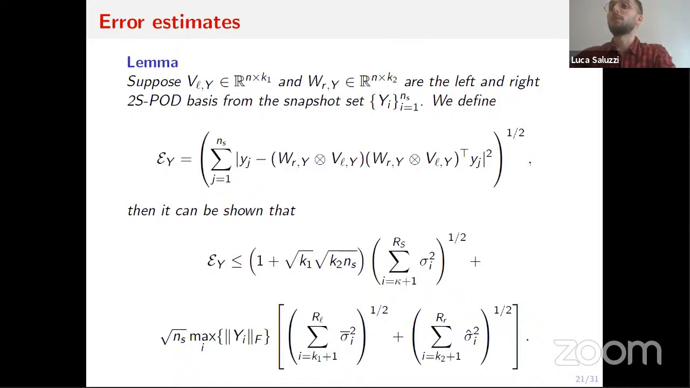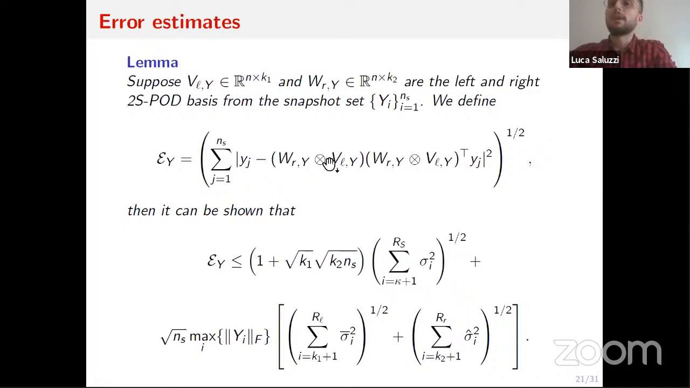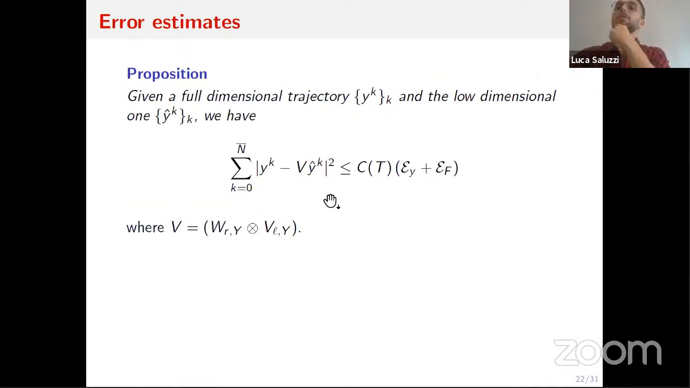Given this, we now want to provide some error estimates on the value function. First of all, we consider the full dimensional trajectory y and the low dimensional trajectory y hat. Again vectorized, so we are considering VU as the Kronecker product. What one can expect is that this L2 norm is bounded by the projection error on Y. So this is the projection error based on POD, while this is based on DIME. I didn't explain, but you have to change the basis: we are constructing new bases with non-linearity, and we obtain a similar estimate. So the error between the full dimensional trajectory and the low dimensional trajectory is bounded by the projection error.